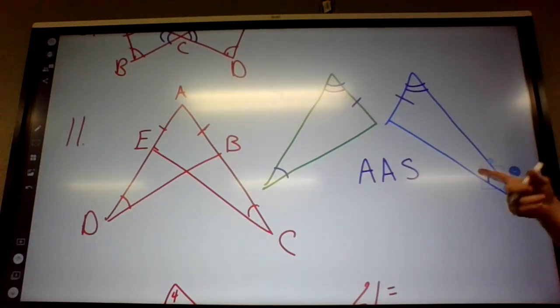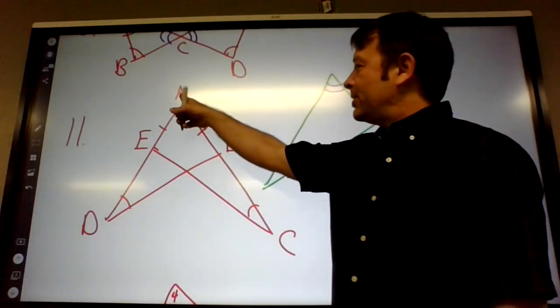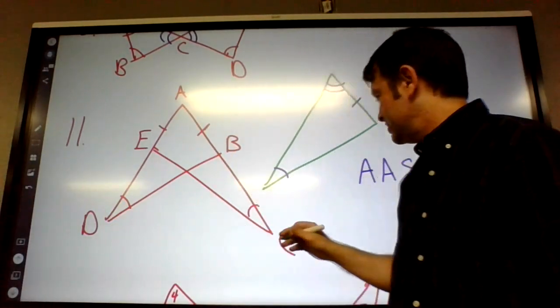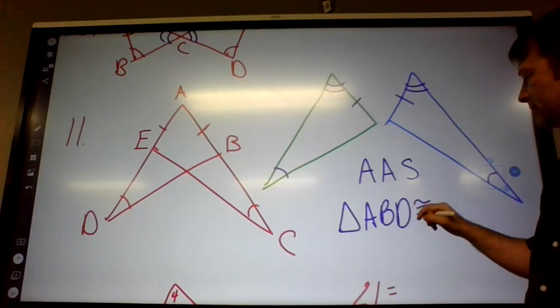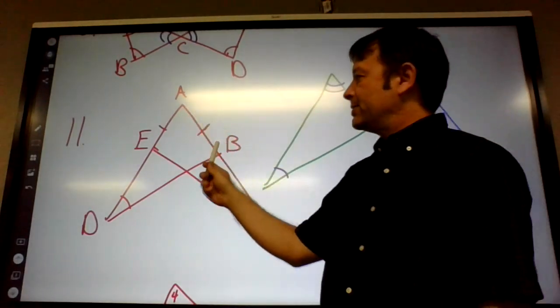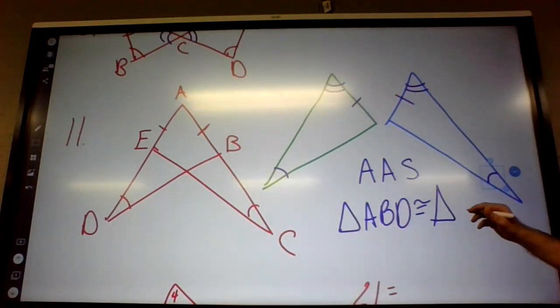If you said side, angle, I would not count it wrong. Angle, side, angle would be wrong because the side has to be between the angles. All right, and let's say if I go triangle ABD, that would be the same as AEC.